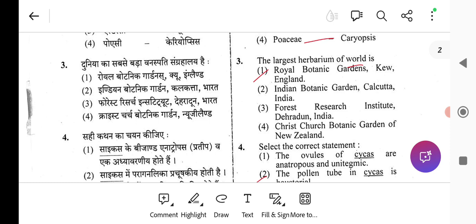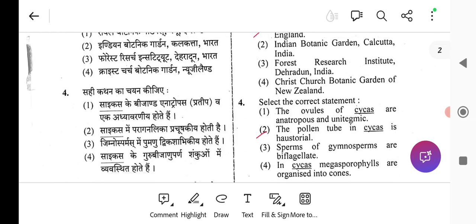Third question: the largest herbarium of the world is. When the term world is mentioned, it will be Royal Botanic Garden, Kew, England. But when it is India, it is Indian Botanic Garden, Calcutta.